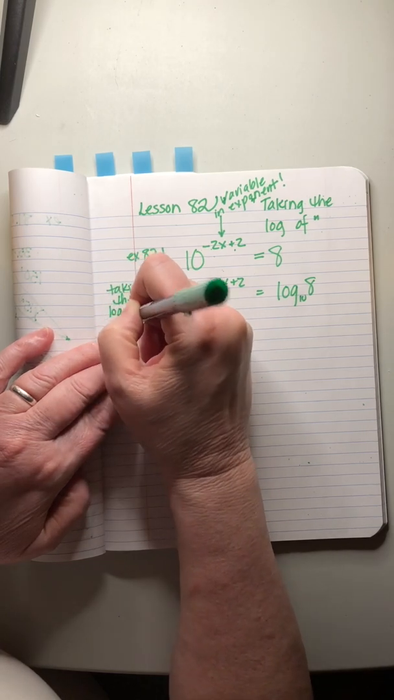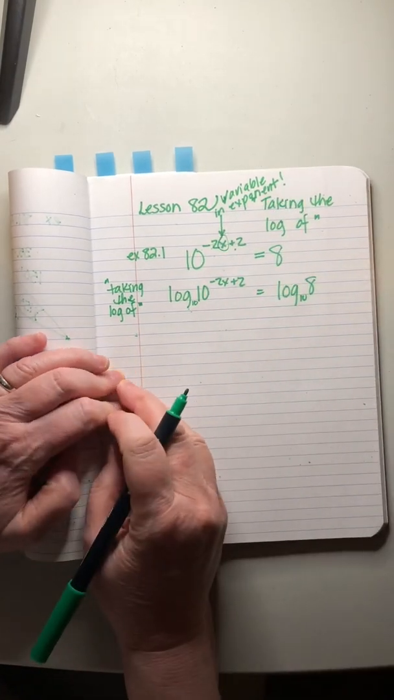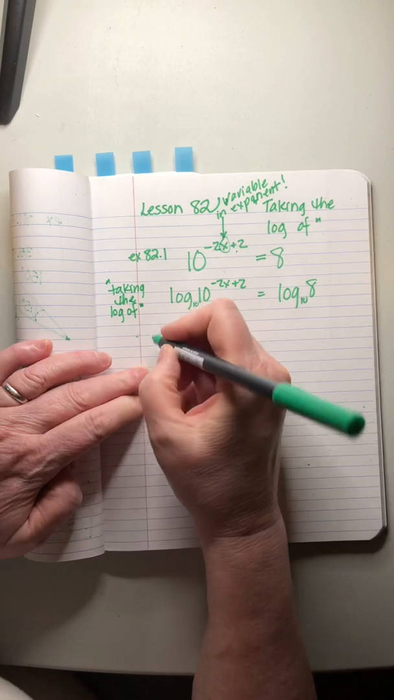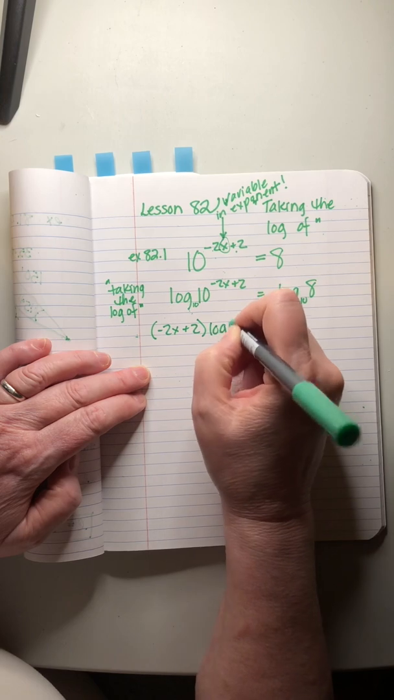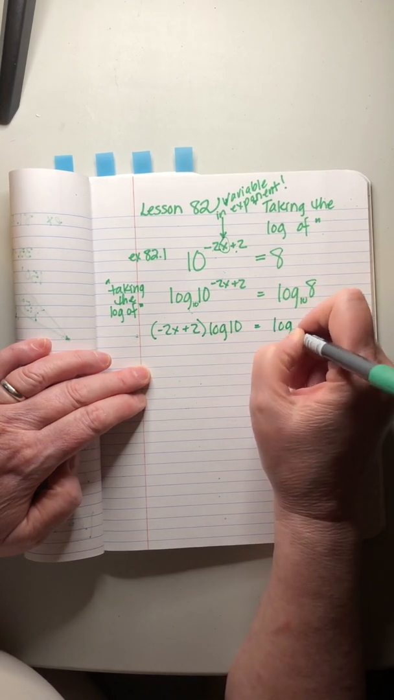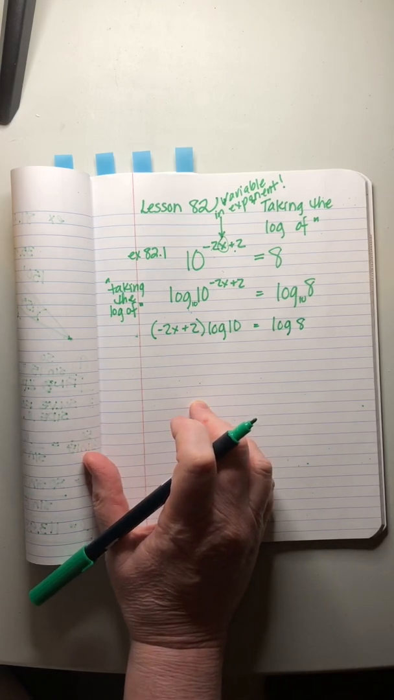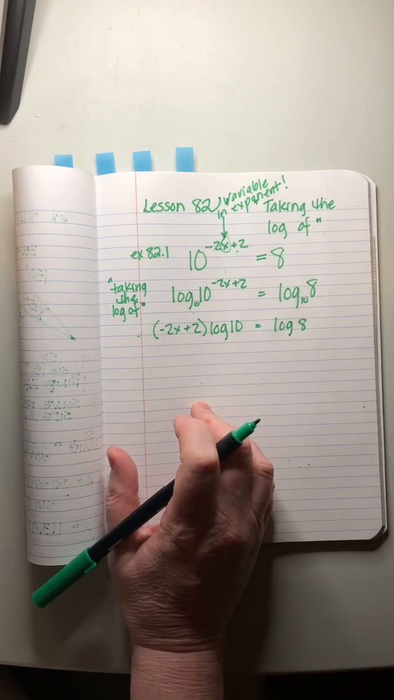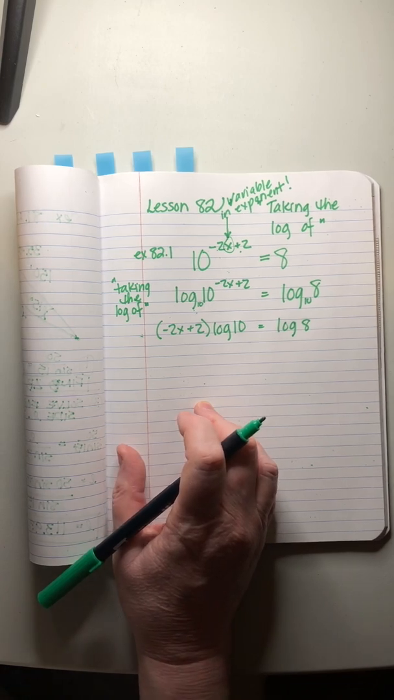And again, the big hint was this exponent with the variable. Okay, now to simplify this, we can take this off, right? We can write it like this: minus 2x plus 2 times log 10 equals log of 8. Isn't that amazing that we can do that? It's beautiful. Now, what we can do is do two things at once. And let's talk about the easiest one.